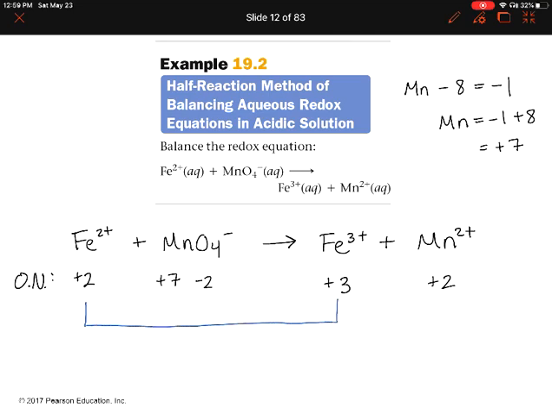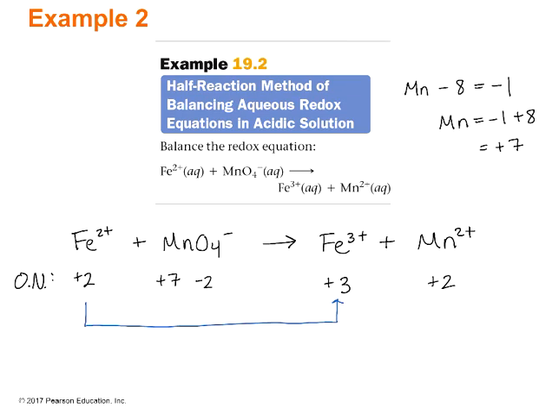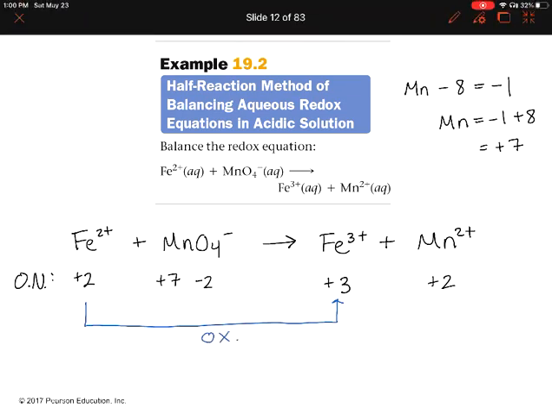So we'll start with iron. Iron's oxidation number is plus 2 initially, and then it changes to plus 3. So has it lost electrons or gained electrons? It's becoming more positive, which means that it has lost electrons. So is it oxidized or reduced? Oxidized. All right.